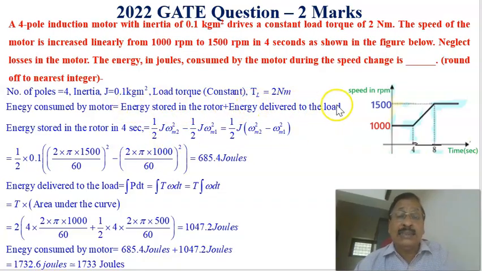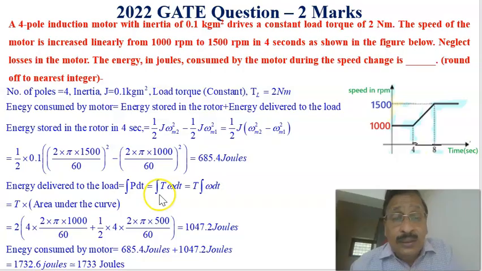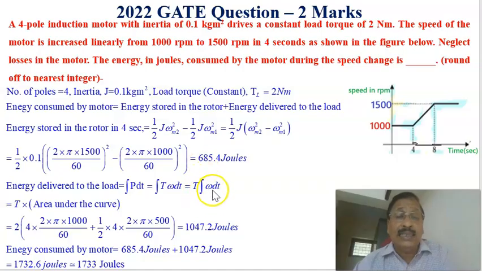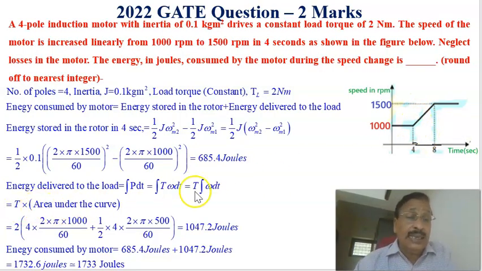Second is the energy delivered to the load. During this period, how much energy is delivered to the load? The energy delivered to the load is the product of power and time, or the integral of P dt. Power P equals T into omega, so it is the integral of T into omega into dt. T is taken outside: T into integral omega dt. That is the energy delivered to the load. Integral omega dt is nothing but the area under this curve. Therefore, T into the area under this curve is the energy delivered to the load.